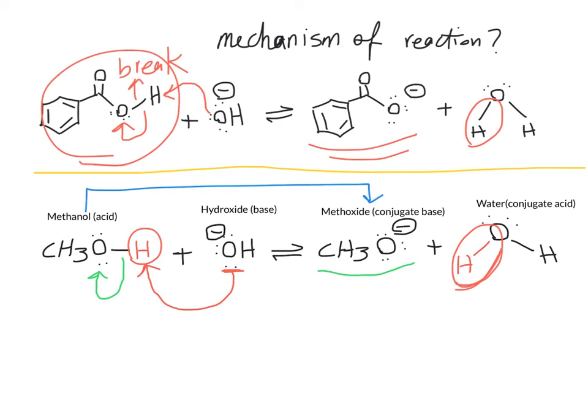So the first arrow shows a new bond is forming between oxygen of hydroxide and hydrogen of methanol, and the second arrow shows that the bond between hydrogen and oxygen of methanol is breaking.